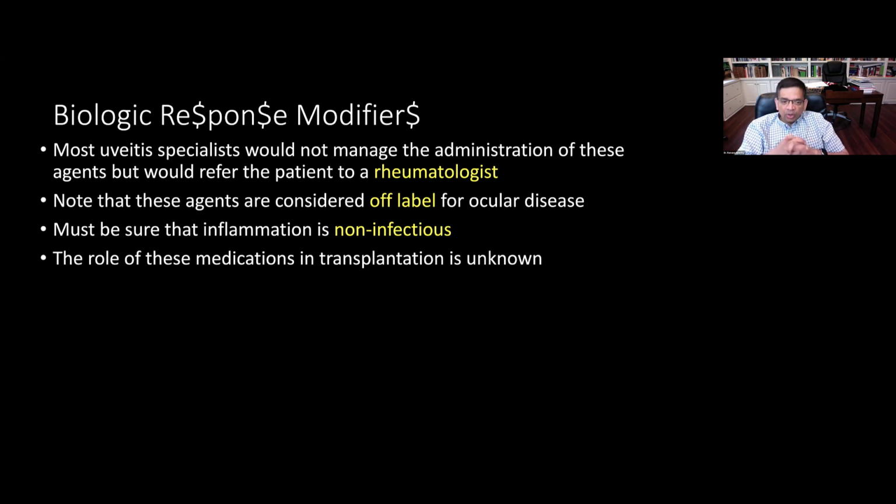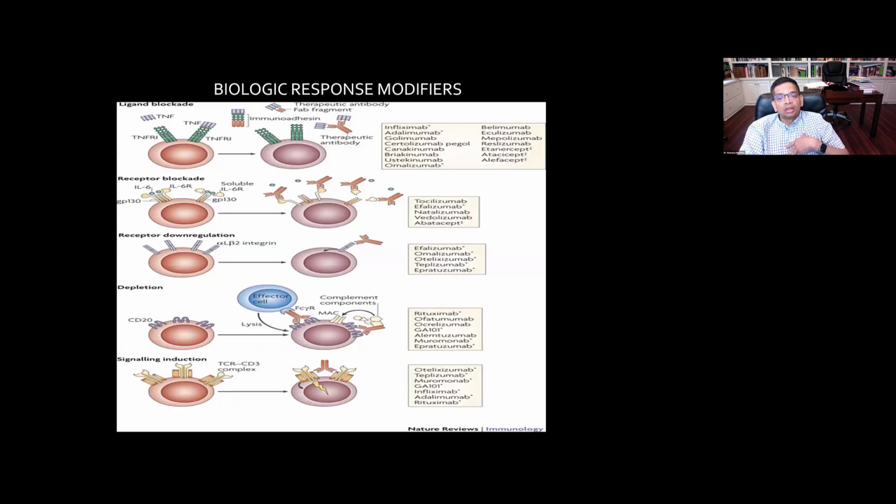But you've got to make sure that you're not dealing with an infectious condition. And finally, you've got to make sure that the patient doesn't have TB or other fungal illnesses like histoplasmosis, okay? So if the patient has latent TB or a history of TB, you have to make sure that they've been adequately treated and that's been assessed by an infectious disease specialist before you start biologic response modifiers.